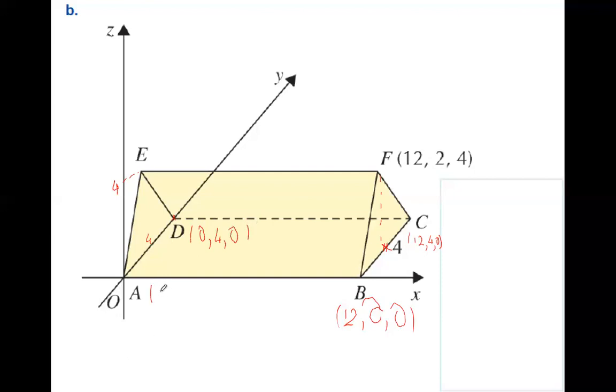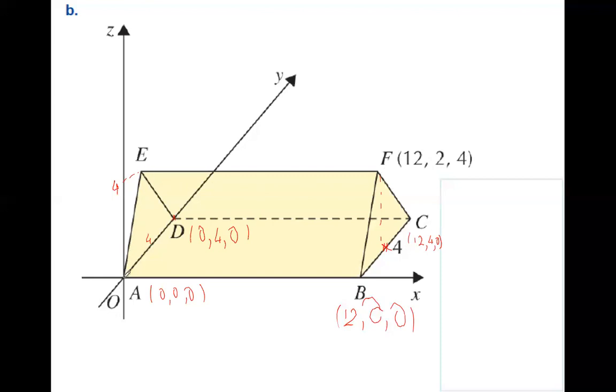So A is 0, 0, 0. So we've done basically all the points at the bottom. 12, 0, 0; 12, 4, 0; 0, 4, 0. Now, F is 12, 2, and 4.